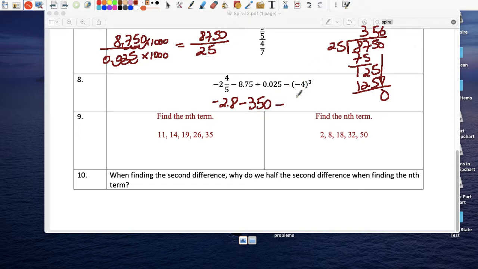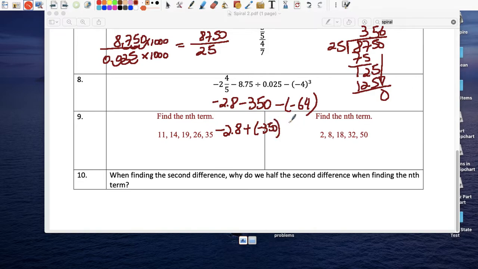Minus negative 4 to the 3rd power is a negative times a negative times a negative. Still going to be a negative, but negative 64. I can finally add and subtract this. Negative 2.8 minus 350 is the same thing as negative 2.8 plus negative 350.